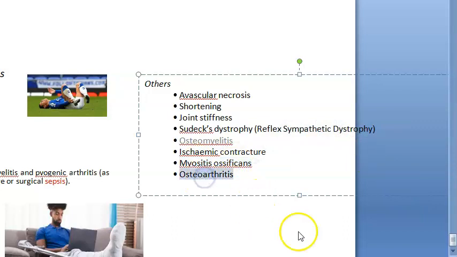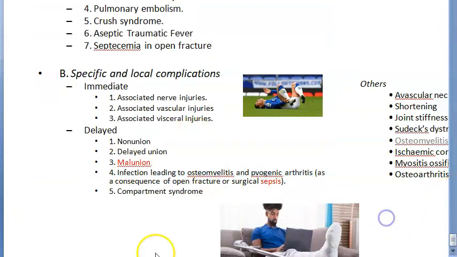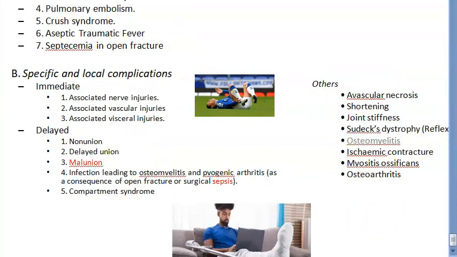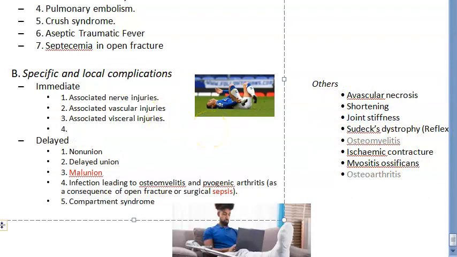We have to look at what this is. And osteoarthritis we spoke of here. Pyogenic arthritis we spoke of. So did you understand that there are a few more words that we added just now? Compartment syndrome, avascular necrosis, shortening of the limb, joint stiffness, Sudeck's dystrophy, ischemic contracture, myositis ossificans. Guys, osteoarthritis we have covered, so let's just remove this word. Joint stiffness, I think you will write anyway. Here you add just muscle, tendon and joint injuries. All this you can write. Okay.